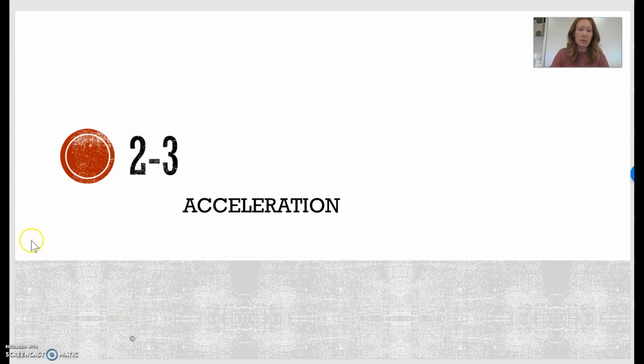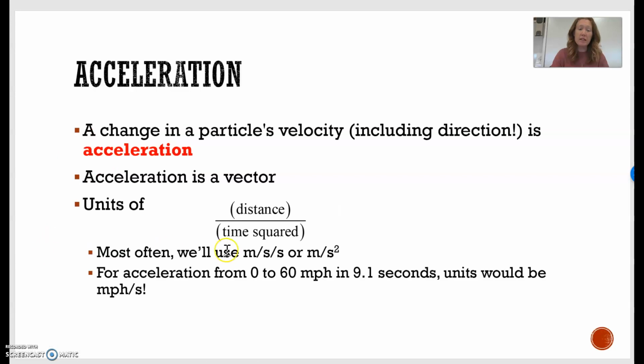So here is a definition and units too. Acceleration is a vector quantity, which means the direction of it, or sign, is going to get a little bit confusing, but we can clear it up. Units are going to have distance in the numerator and some form of time squared in the denominator. Most often we're using meters per second squared.